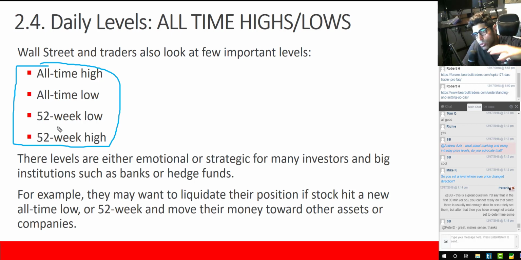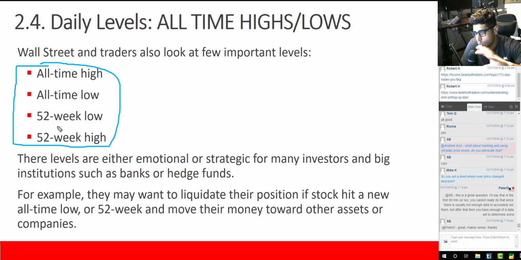For example, you're an investor holding 5 million shares of Apple, and then Apple hits a new all-time low, or maybe a 52-week low. In the last year, it has never been that low. So that's an emotional level. Sometimes it's a strategy. The fund managers say, okay, if this stock hits a new low, dump your shares. The stock is garbage and you don't want to stay in it for any reason. So it's really important to pay attention to all-time highs and all-time lows, and 52-week highs and lows.